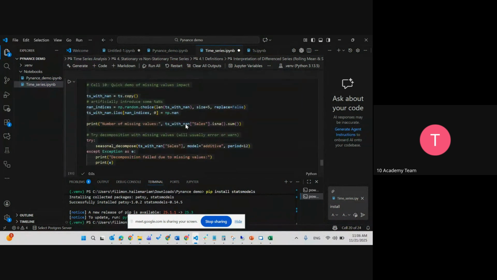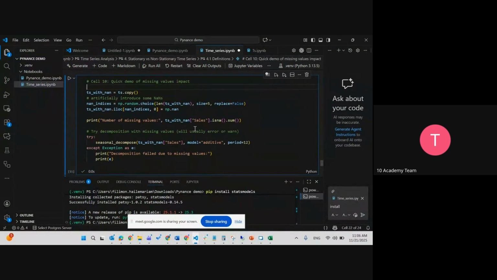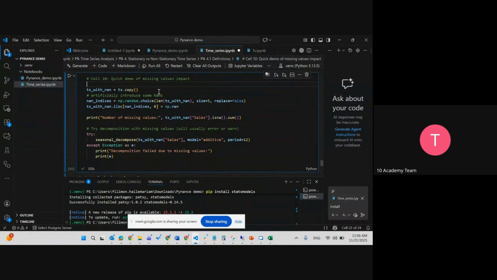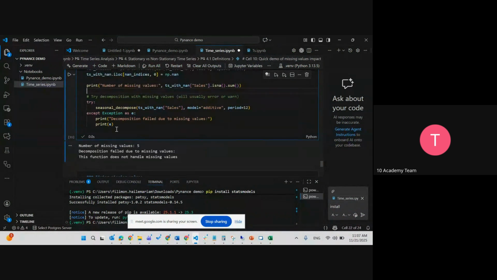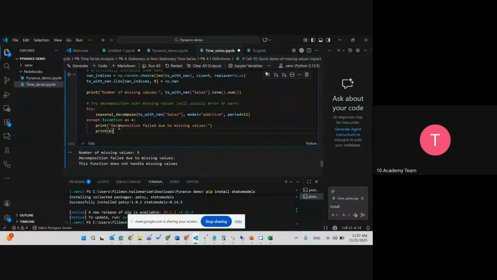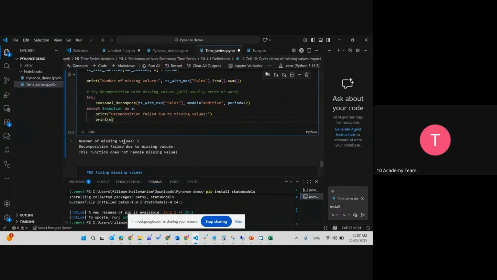So let's see. I was talking about the missing data in the time series, right? How would it affect the time series if, let's create a fake gap in our data here, and let's try to catch the error if it's happening. When we run this code, the number of missing values becomes 5. So decomposition failed due to missing values. It doesn't work on missing values.